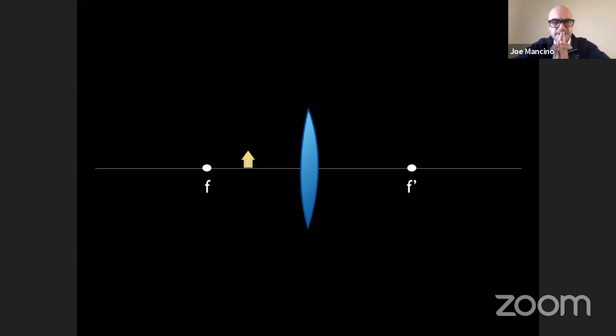Mr. Eaton, why don't you take us through how the eye perceives an image as it looks through a magnifying glass? I would love to.